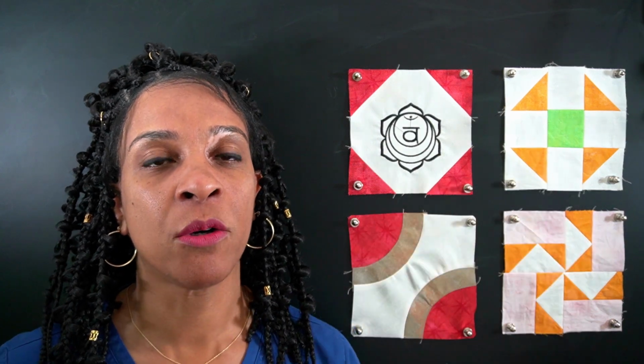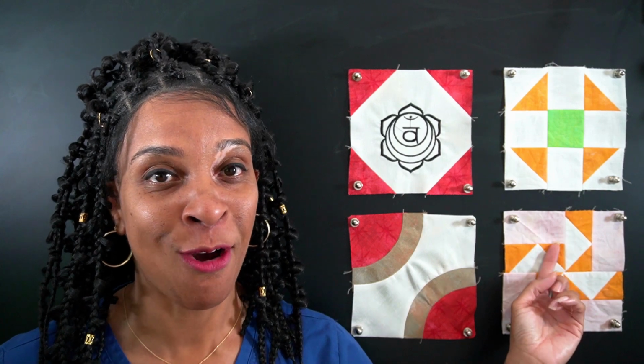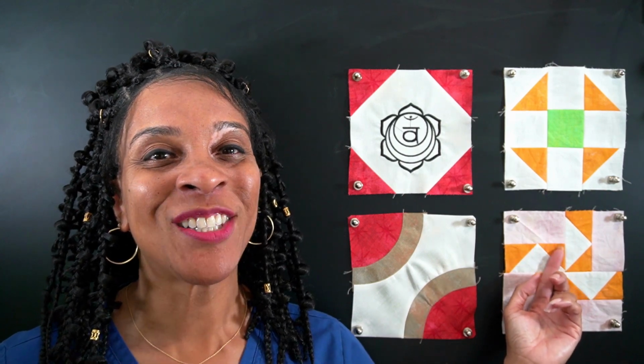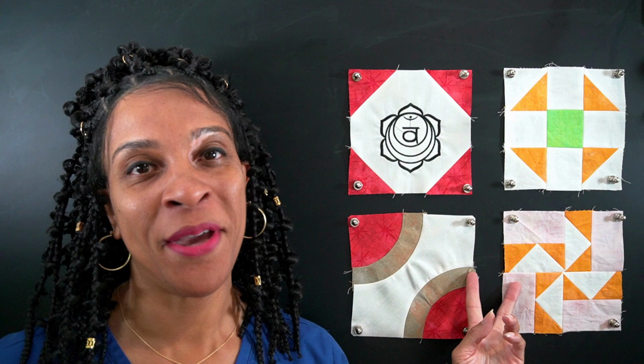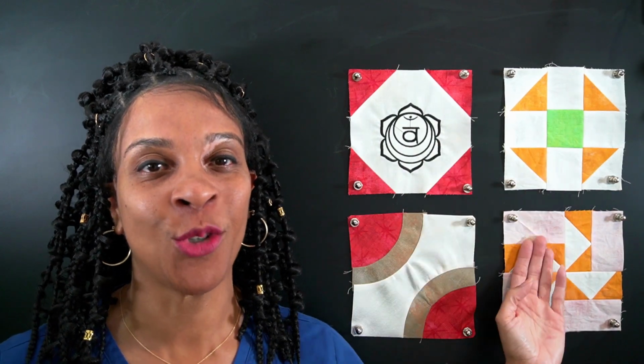Half square triangles, making sure my points are pointed and not cut off and wonky. And so here you have it. These are, in my opinion, examples of modern and traditional quilt blocks.